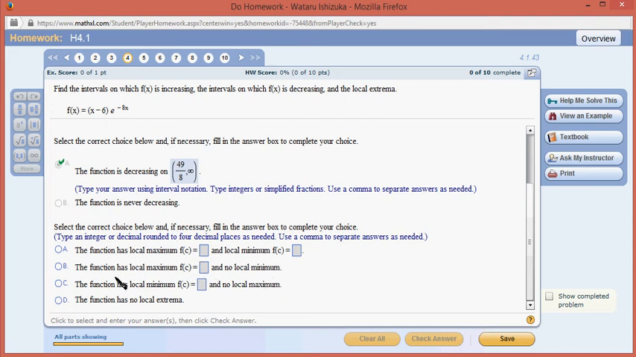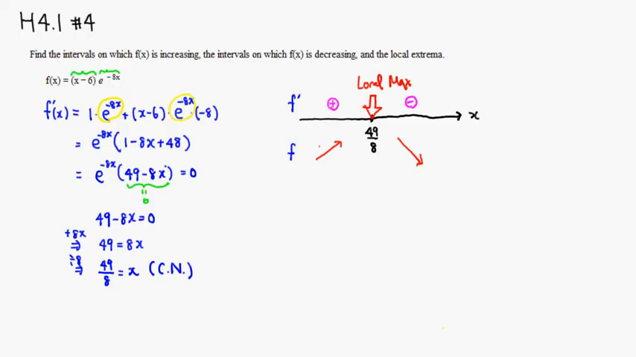So for the local maximum, c is equal to 49 over 8, but we have to find the value there. We know that this gives a local maximum, so we just have to find f of 49 over 8. So x is 49 over 8 minus 6, which is the same thing as 48 over 8. I just rewrote 6 as 48 over 8, and e to the negative 8 times 49 over 8. We can cancel the 8 on top and the 8 on the bottom. Then this is going to be 1 over 8 times e to the negative 49. Let's type that in.